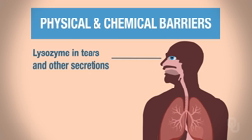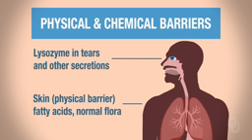So the first thing I'd like to discuss are the lysozymes. So you have lysozymes that are in your tears and other secretions. These are not lysosomes. Lysosomes are different. Lysozymes are antibacterial. So when you cry, it's actually a good thing because you're killing any kind of bacteria that's on your skin. You also have the skin then. And the skin is a physical barrier. The skin also has fatty acids and some normal flora as well.